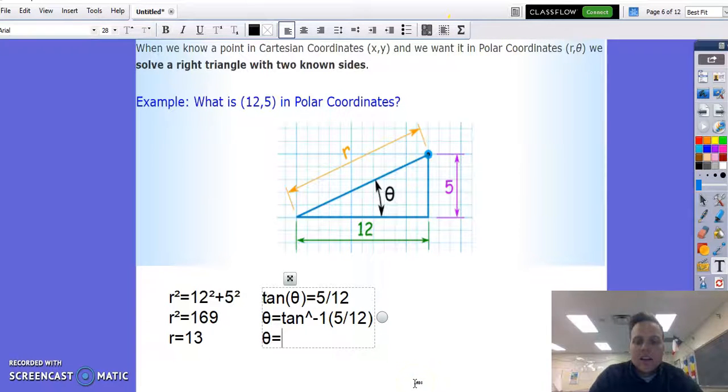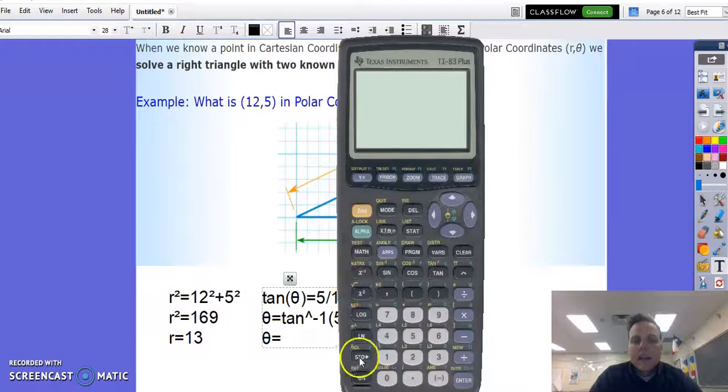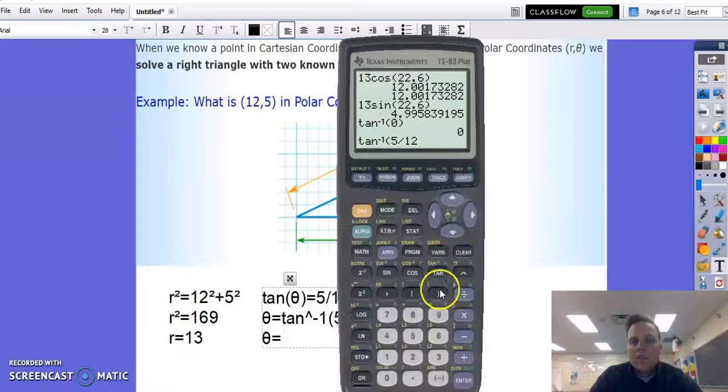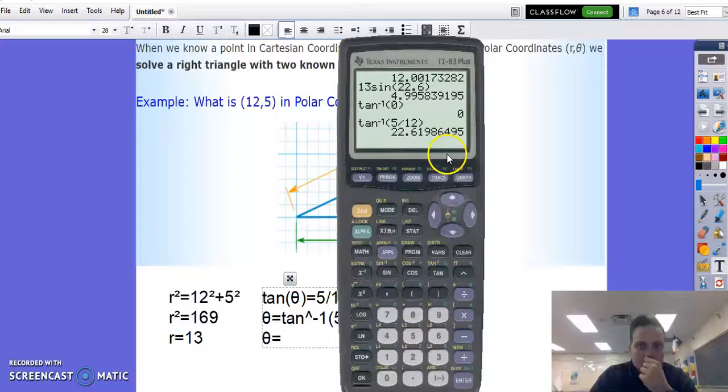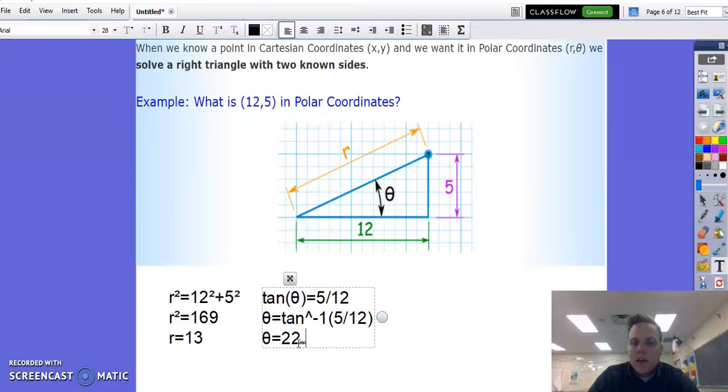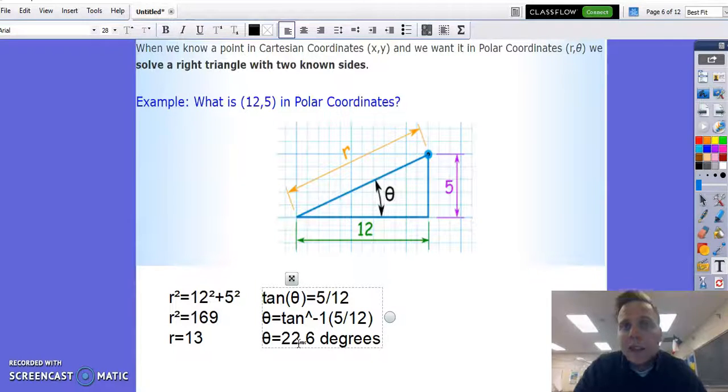You can say theta is then equal to, you got a calculator, turn it on, and you hit second tangent, and you just say 5 divided by 12. Close the parentheses, press enter, and you get 22.62. I'm just going to say 22.6 for now, and we're going to put that in degrees. Again, most of your homework will be in radians, but for the sake of this beginning example problem, it is in degrees. So we have the polar point 13 comma 22.6.